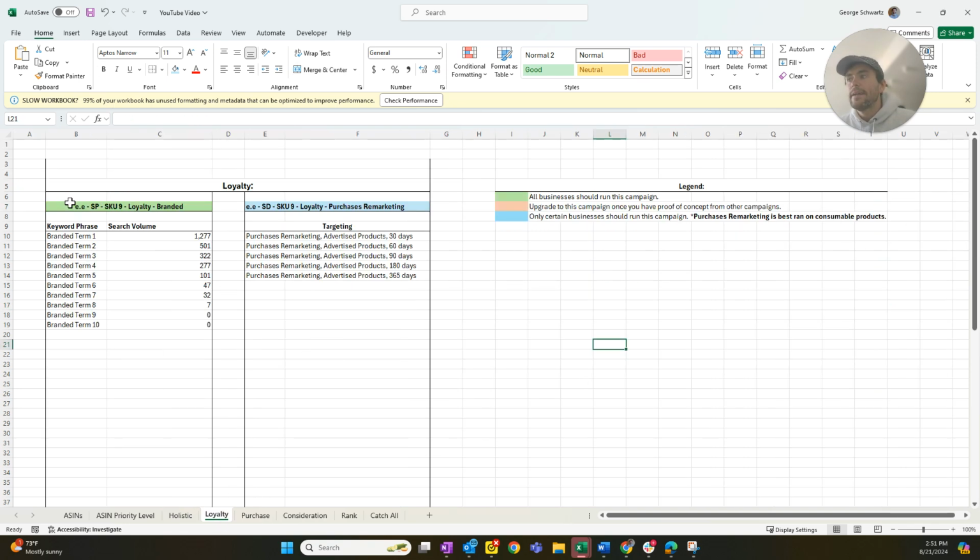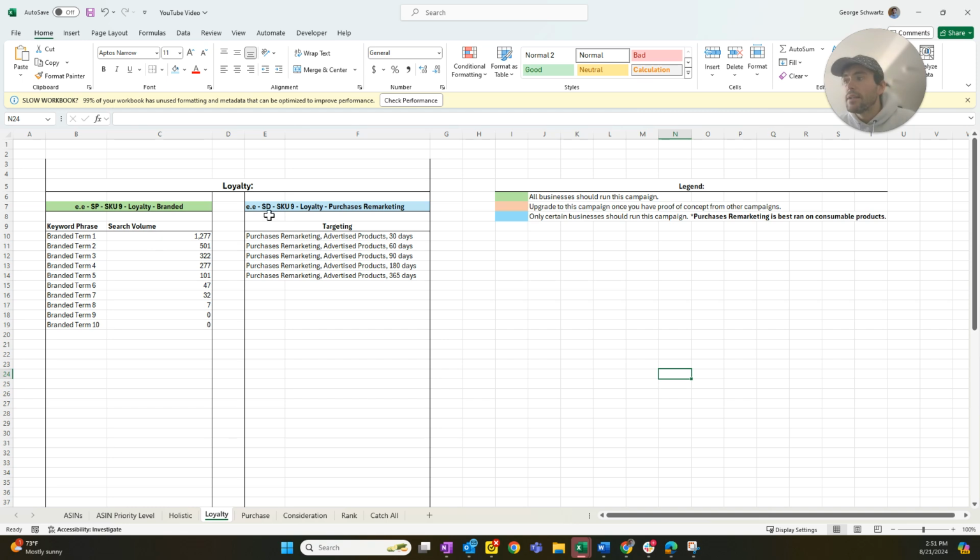Every single business really should be running branded search terms, just to ensure that people that want to buy from you find you and buy from you. If a shopper's not able to find you, they're gonna go ahead and find a competitor. It might take them a little bit longer to make that decision, but if you're just not in stock or if you're just not visible, eventually they're gonna go to somebody else.